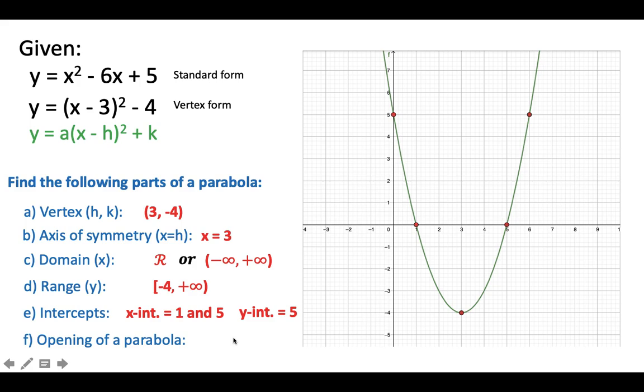How about the opening of the parabola? If we are looking at the graph, it's so easy to tell that the parabola opens upward. But if the graph is not there, just go to the value of a. What is the value of a here? It is positive 1. Since it is positive, the parabola opens upward.